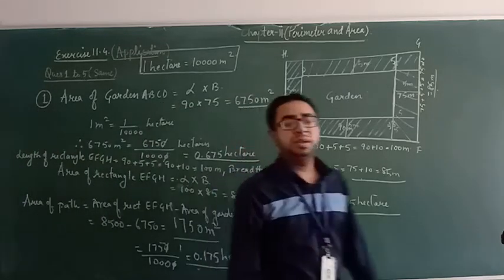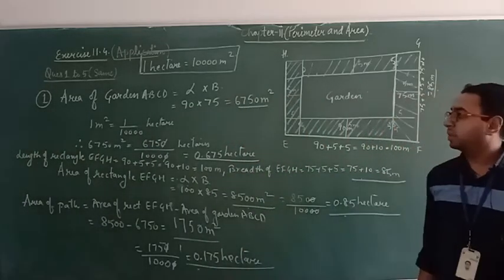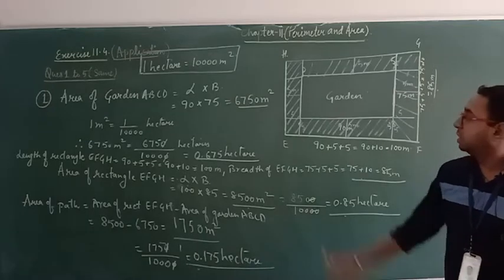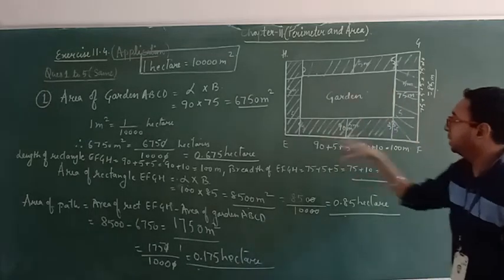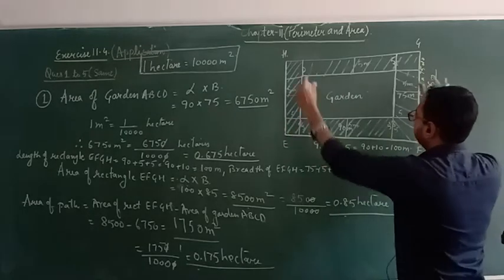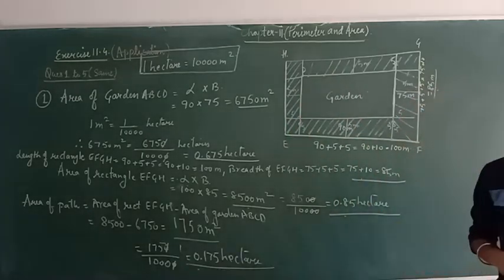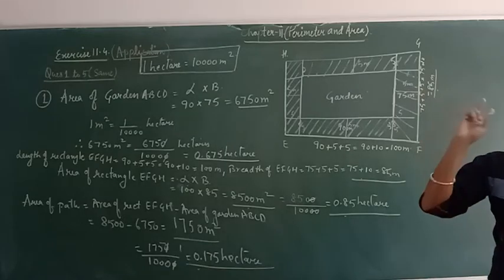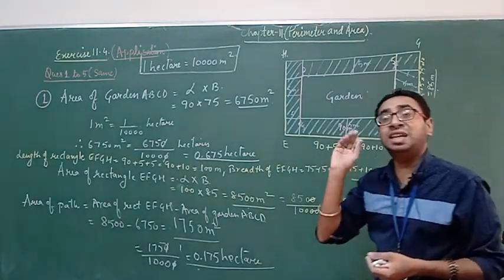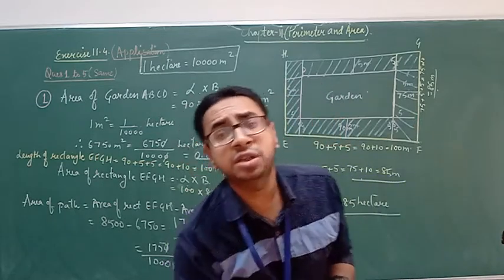3 answers we got. Are we clear with the question? Any doubt with the question? How to do? First the inner garden, then the outer, but for the outer we need to include this width also. Then find the area, then we'll subtract, we'll get the area of path. Are we clear? Question number 2, it's exactly the same as question number 1.